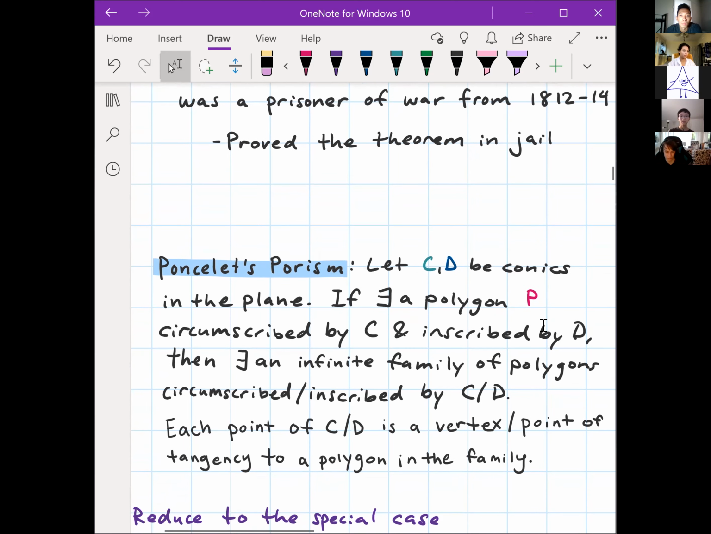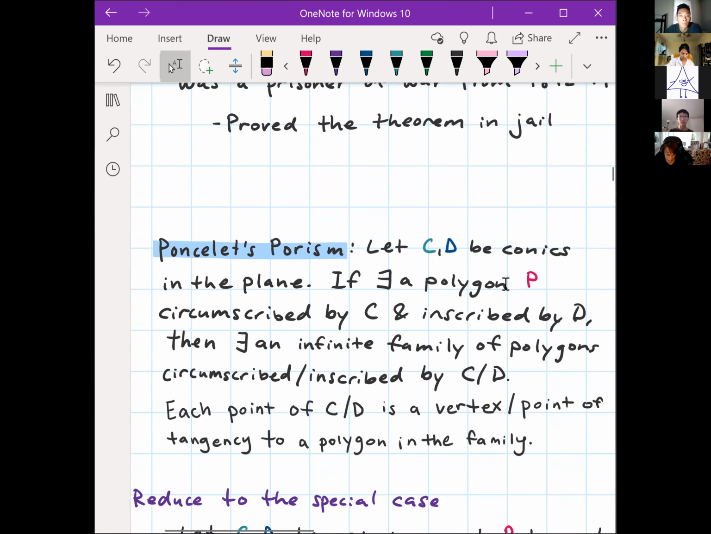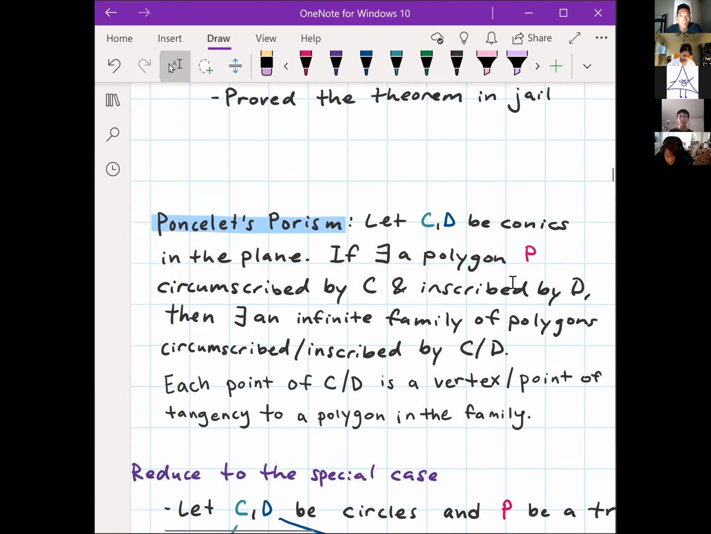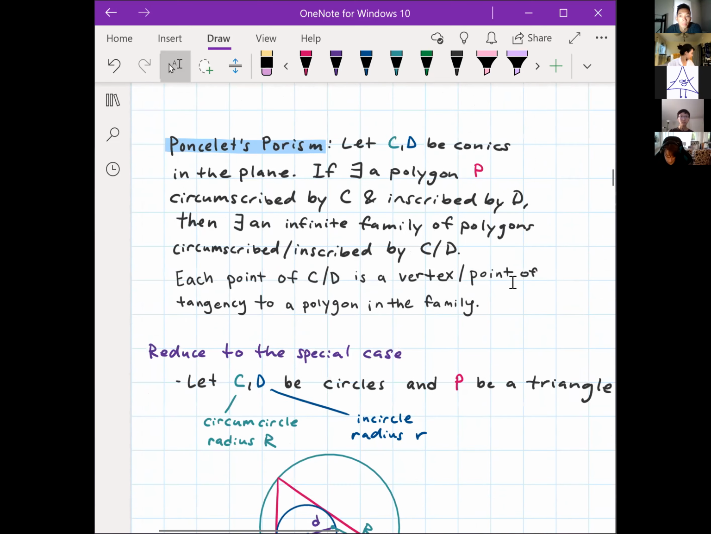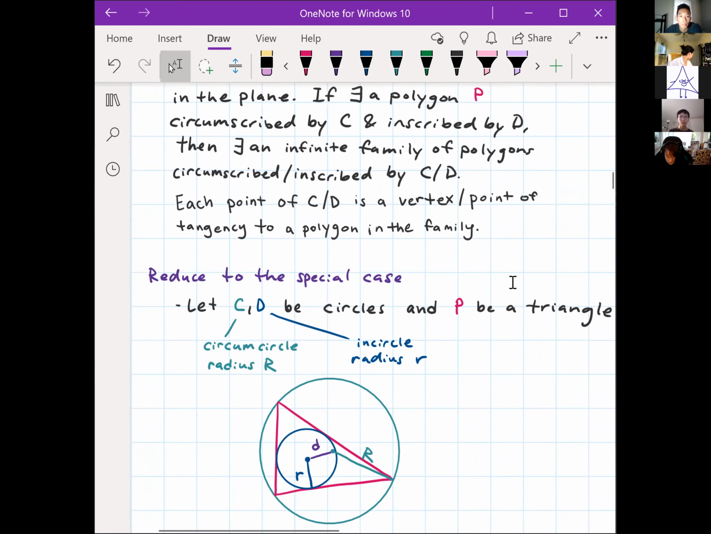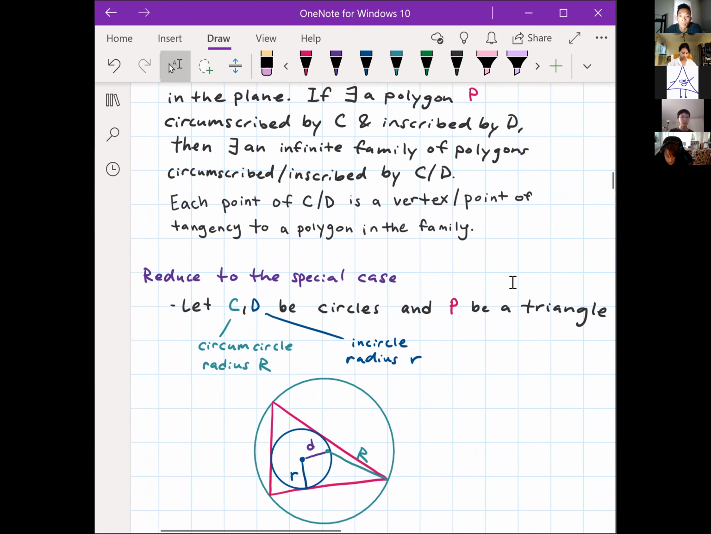So for the remainder of the talk, I'll just be focusing on a special case. This is the case where we let C and D not just be any conic sections, but in particular, we want them to be both circles. And we're also going to want our polygon P to be just a three-sided polygon, a triangle. So this is the situation that we find ourselves in now.